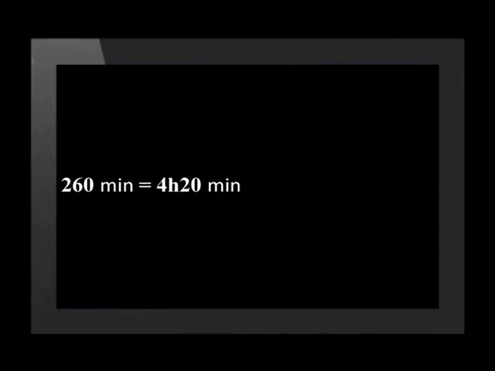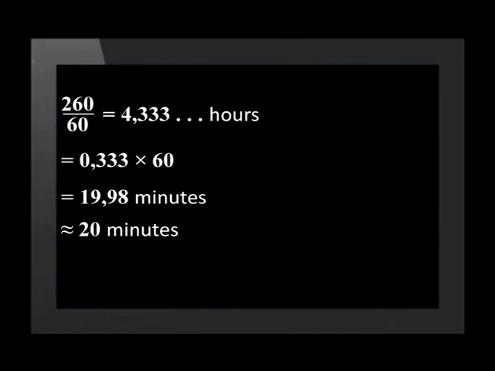Can you think of a way to check this? Earlier, we saw that 260 minutes is the same as 4,3 recurring hours. So, it's possible to check the number of minutes by multiplying 3 recurring by 60 minutes. The answer is 19,98 when rounded off to 20 minutes. So, we can confirm that 260 minutes is 4 hours and 20 minutes.